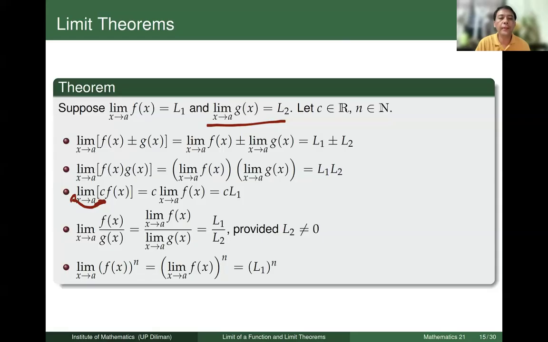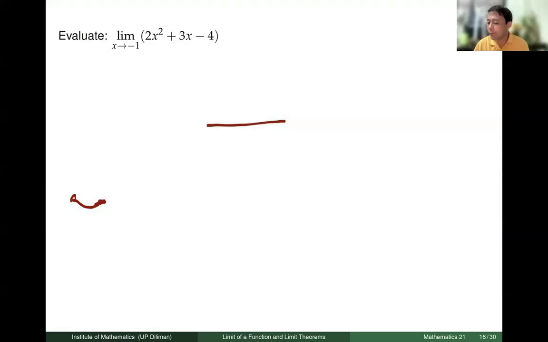L sub 1 to n. So for example, let's evaluate this limit. So you have here a quadratic, a polynomial, 2x squared plus 3x minus 4. So what is the limit of this? So we can make use of the fact that the limit of a sum is the sum of limits. So we have a sum here and a difference there.